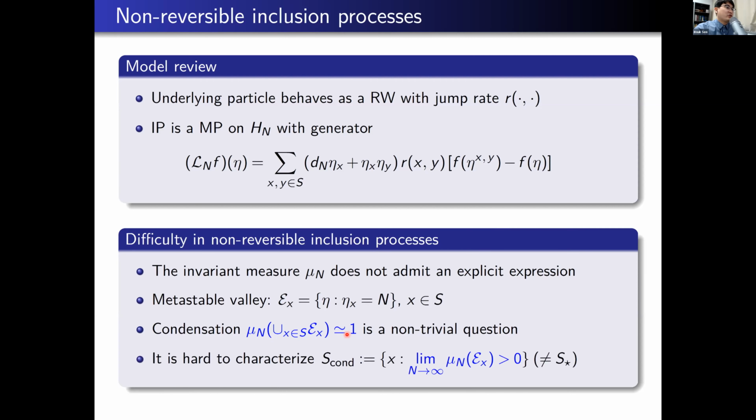And even if you show this, it is very hard to characterize S_cond, which is the set of sites at which condensation really happens. In all the previous cases, this was S star. But in this non-reversible inclusion case, we expect that they are different.